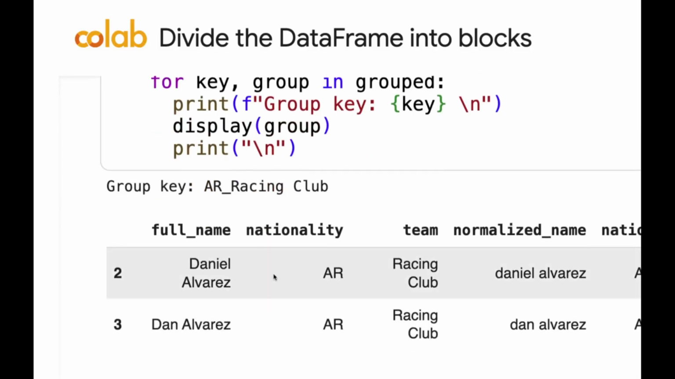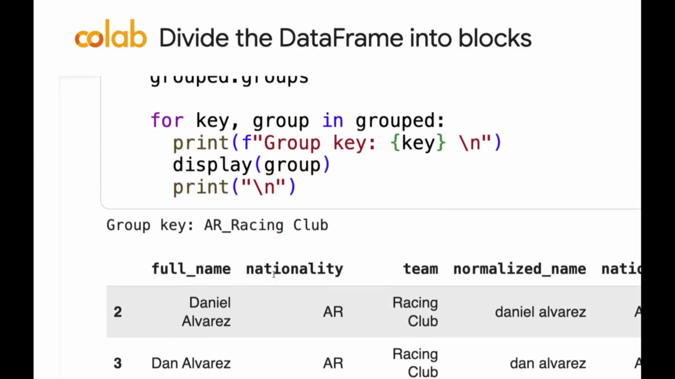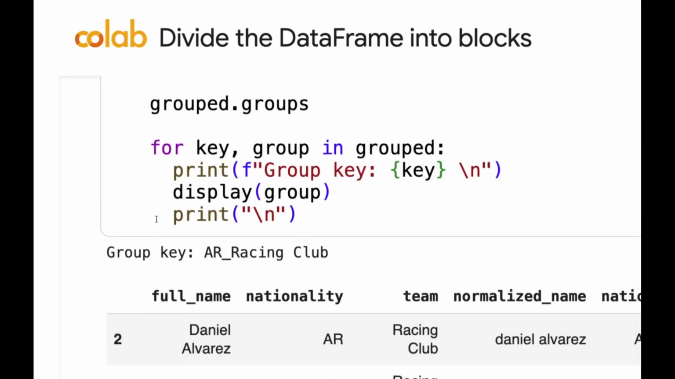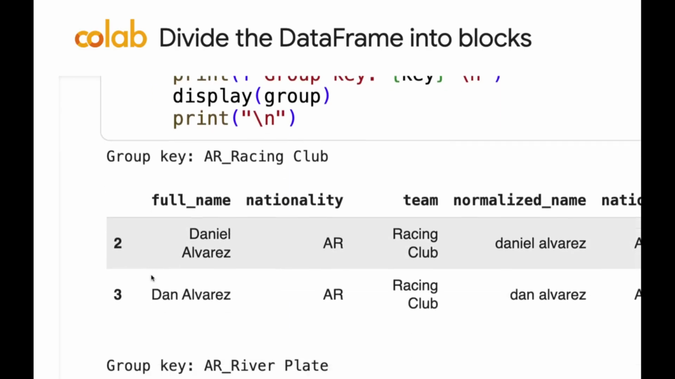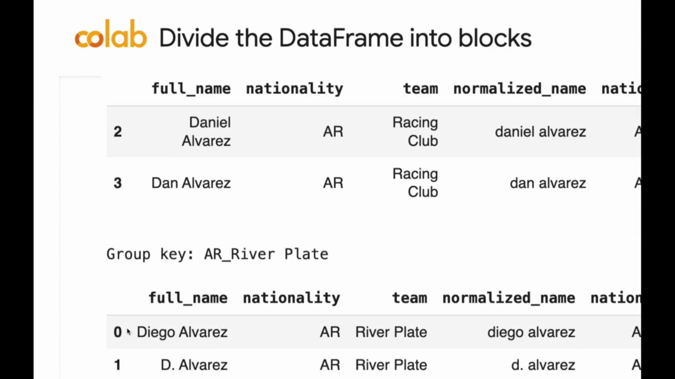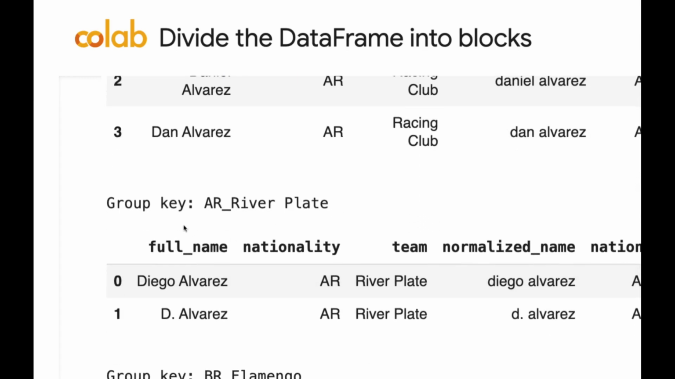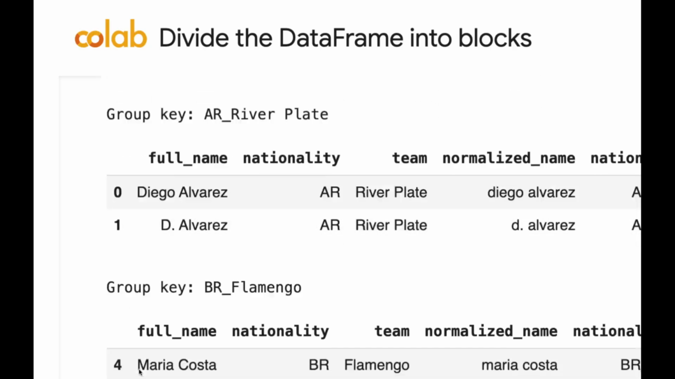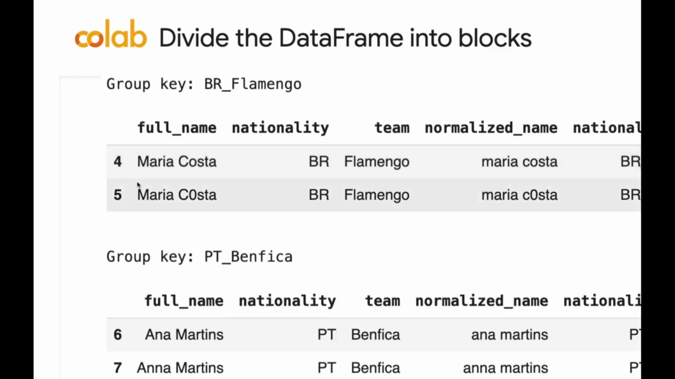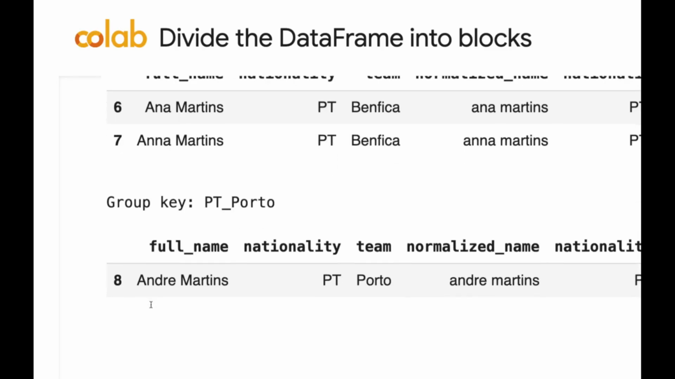It worked out pretty well. So first of all, when the for loop fetched the first group, it displayed the blocking ID or the group key, right, which is the value of the last column based on which we perform the grouping operation. And then the content of the first group, which is row 2 and row 3. Okay? And then it moves on to the second group. Group key is Argentina River Plate, and then it has 2 records. Okay? And the third group, key and content, fourth group, key and content, and the last group.